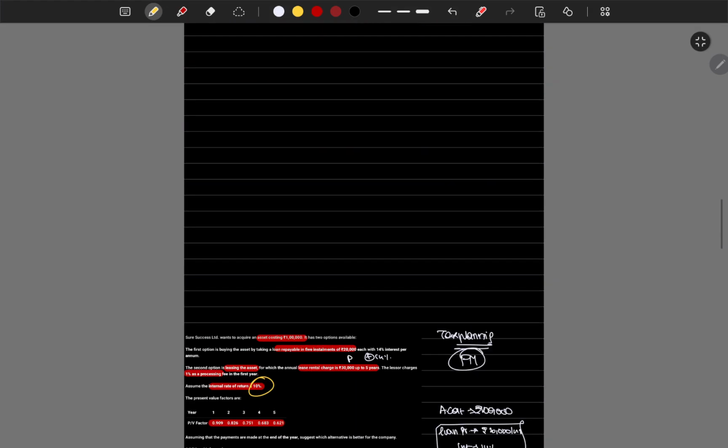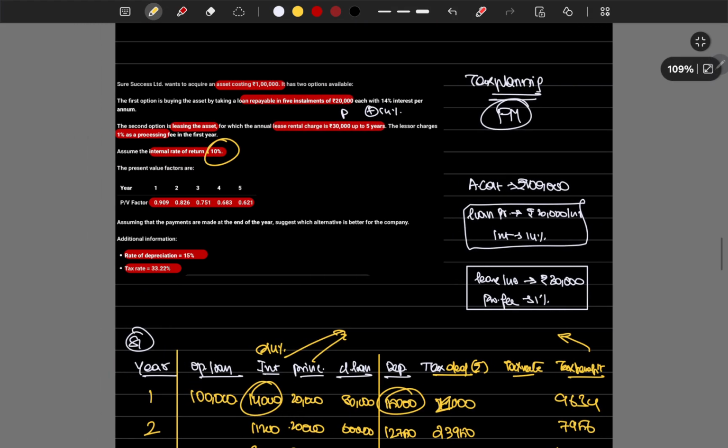So this is how we have to calculate, this is how we have to use tax planning in the DT. So we'll solve another type of questions in the evening. Okay, thank you.